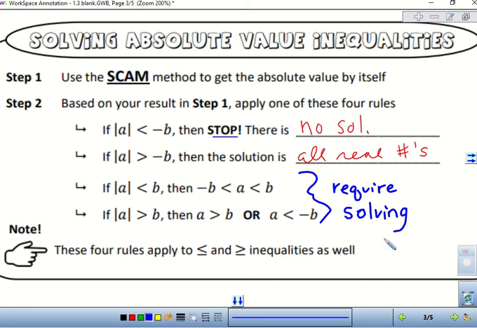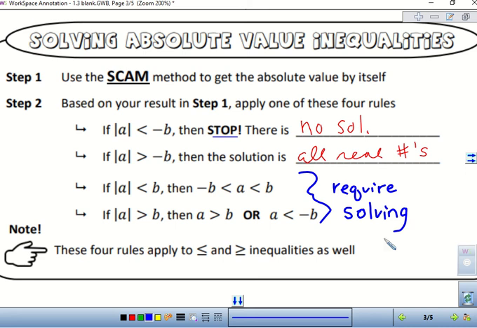Second situation that can happen. The absolute value of some number is greater than some negative number. Isn't that always true? Yeah, because any positive number is always bigger than any negative number. So no matter what the positive number is, it'll always be bigger than a negative, which means that the solution is all real numbers. Meaning you could plug any value in for A, and it would become positive because of the absolute value, and always be bigger than any negative number. Does that make sense to everybody what I'm saying by that?